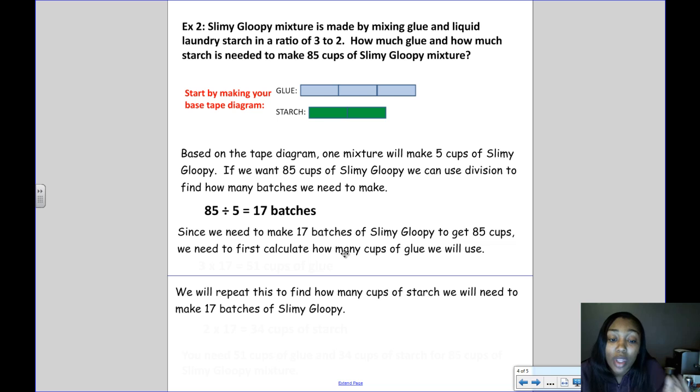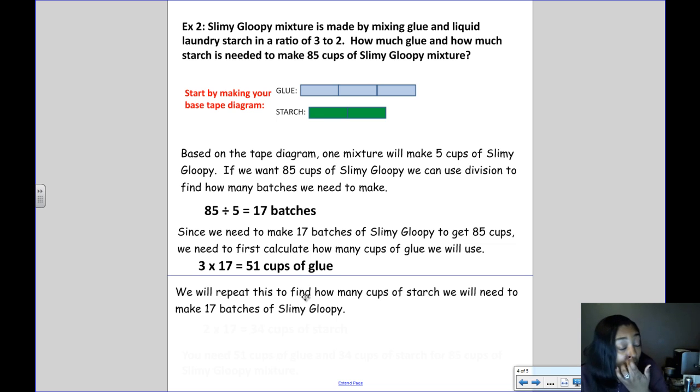we need to first figure out how many cups of glue we will use. Well, we know that we can use multiplication to help us do that. Every mixture needs 3 cups of glue. So if we need 17 mixtures, then 3 times 17 means we're going to need 51 cups of glue.